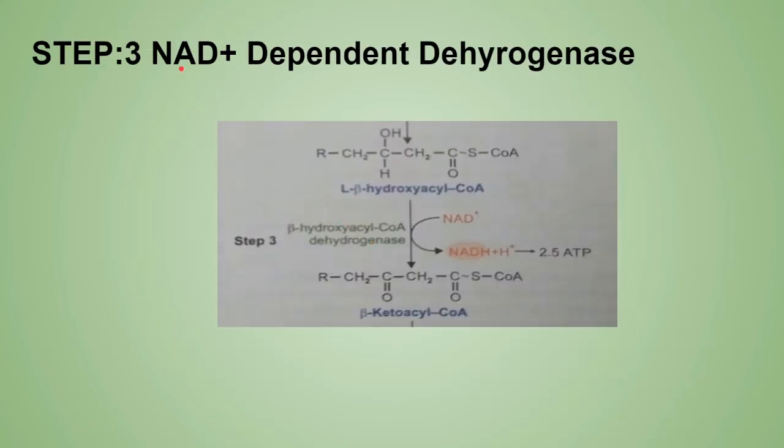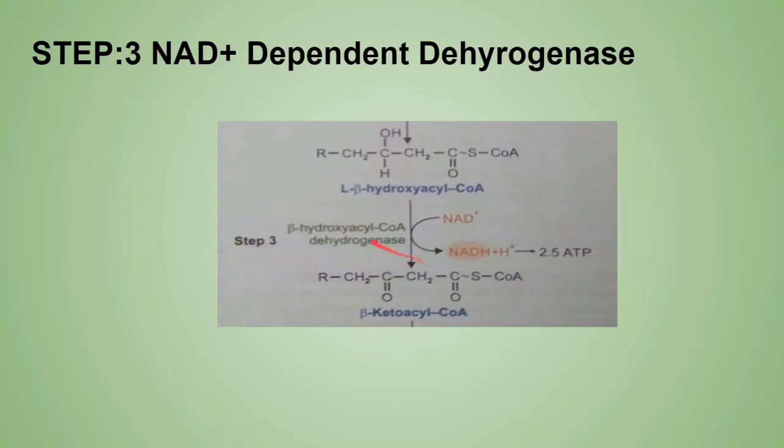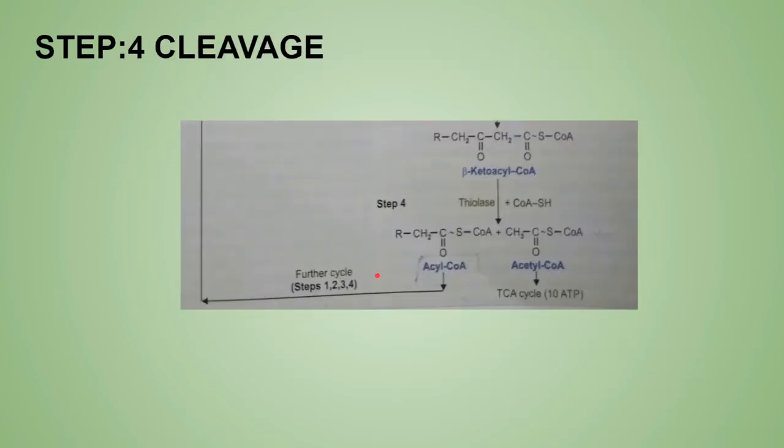Now third is the NAD-dependent dehydrogenase. First was FAD-dependent, third is NAD-dependent. Over here the L-beta hydroxy acyl-CoA will get oxidized, or we can say the dehydrogenation of this will occur. Over here, as you can see, the hydrogen is given to the NAD and it is converted into beta keto fatty acyl-CoA. Hydroxyacyl-CoA is converted into ketoacyl-CoA, just remember. And remember, this enzyme acts only on the L isomer.